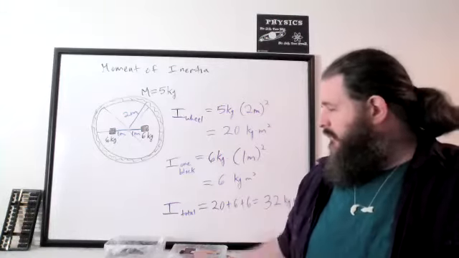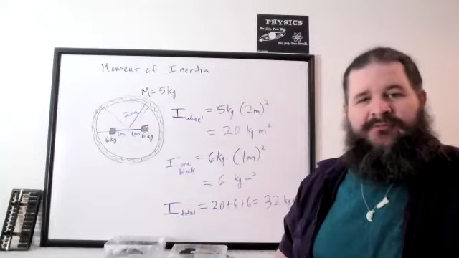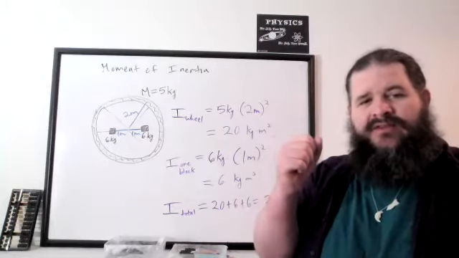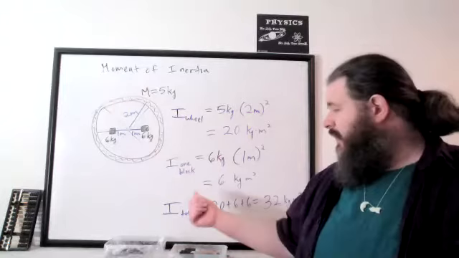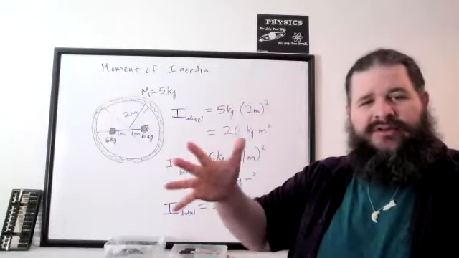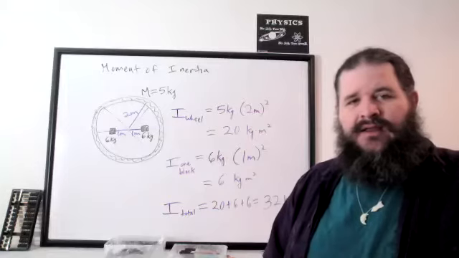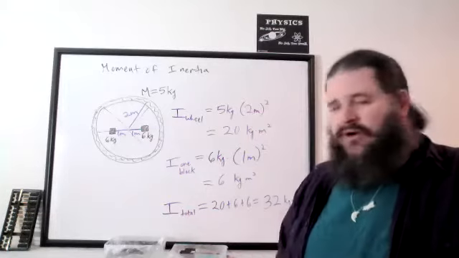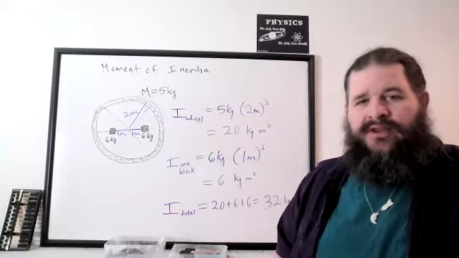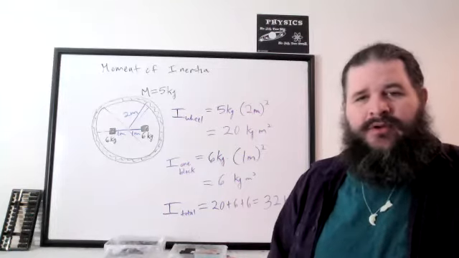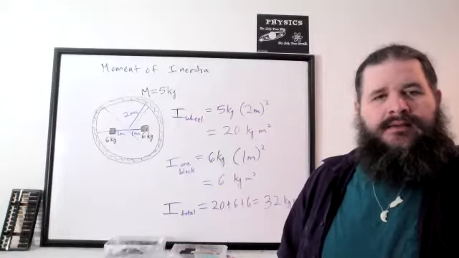In that sense, moment of inertia is very much like the rotational version of mass, because the more massive an object is, the more difficult it is to change its translational velocity. The higher the moment of inertia an object has, the more difficult it is to change its rotational velocity. So we often call moment of inertia rotational mass because it serves the exact same role in the formulas for rotation that mass does for translational motion. Any questions on that so far?